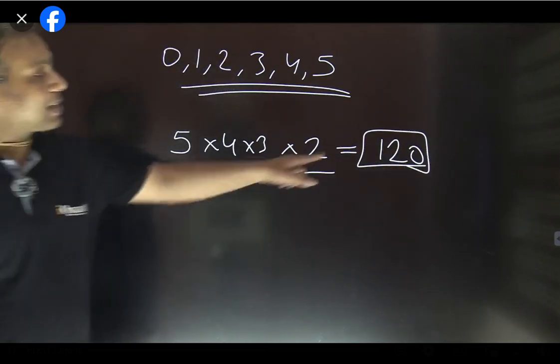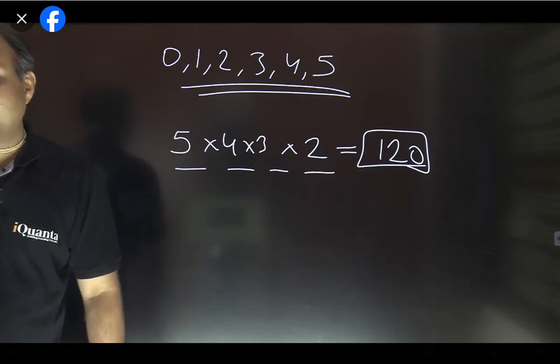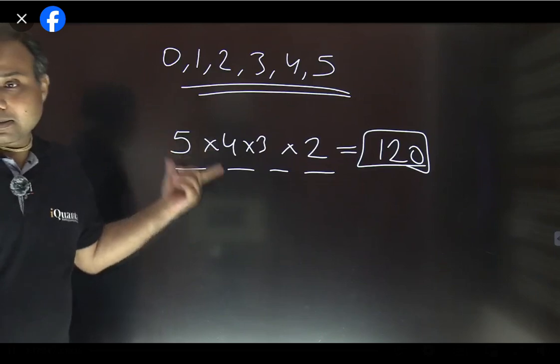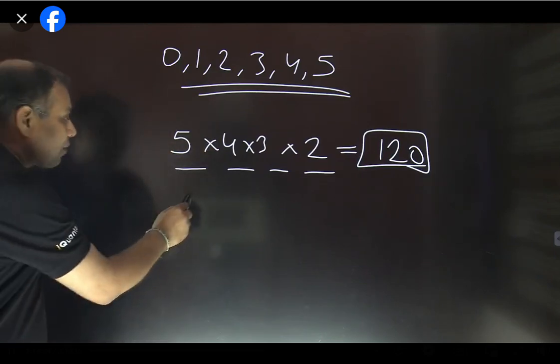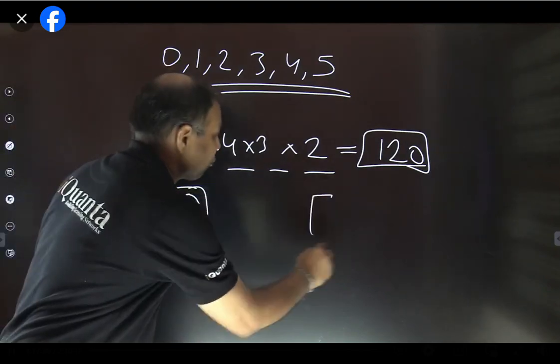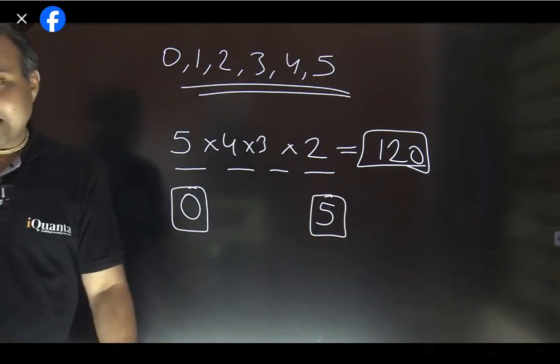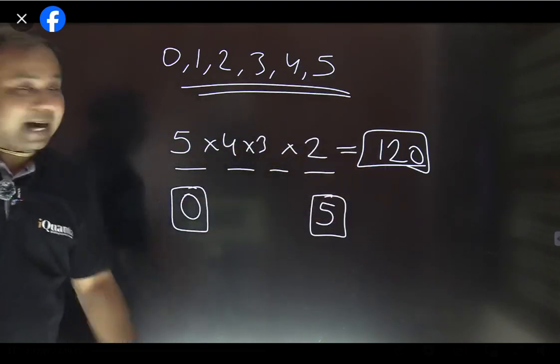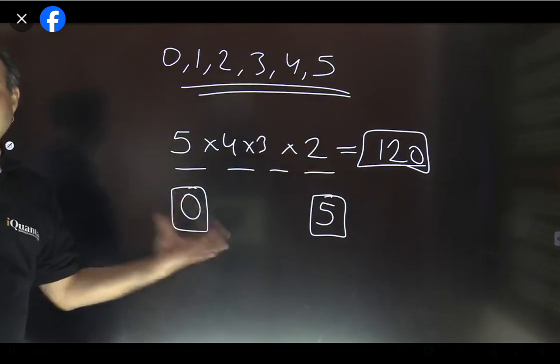But in this case, which numbers are not to be counted? Which are the wrong cases here? The ones whose first place is filled with 0, and which have 5 in the last place, isn't it? These are the cases. They start with 0 and end with 5, but they satisfy all the conditions, so they are included in this 120. So these numbers need to be subtracted.